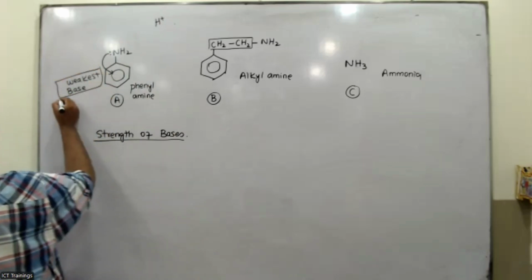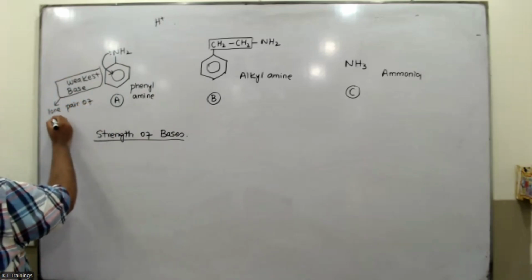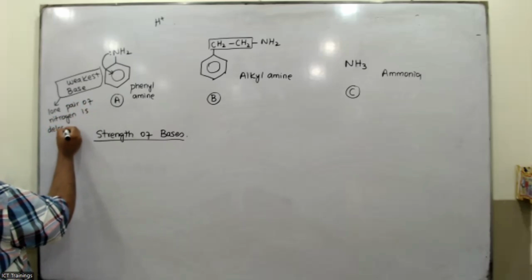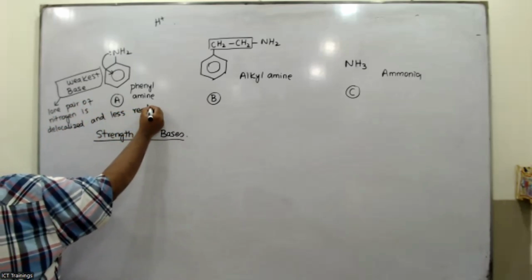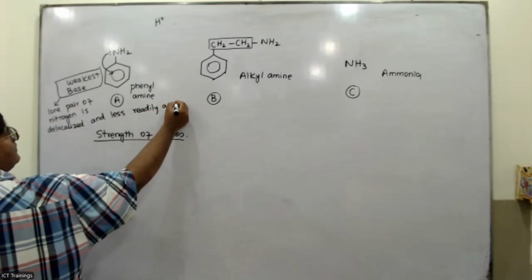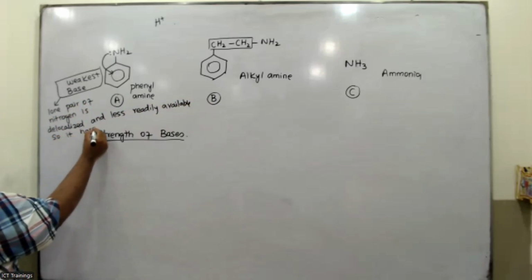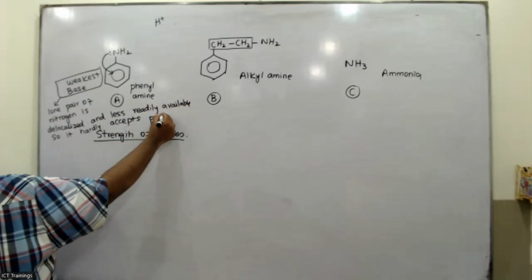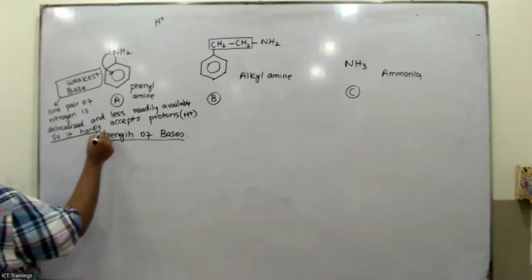And what is the reason? The lone pair of nitrogen is delocalized and less readily available, so it hardly accepts protons, H positive ions. So that is why it's the weakest base.